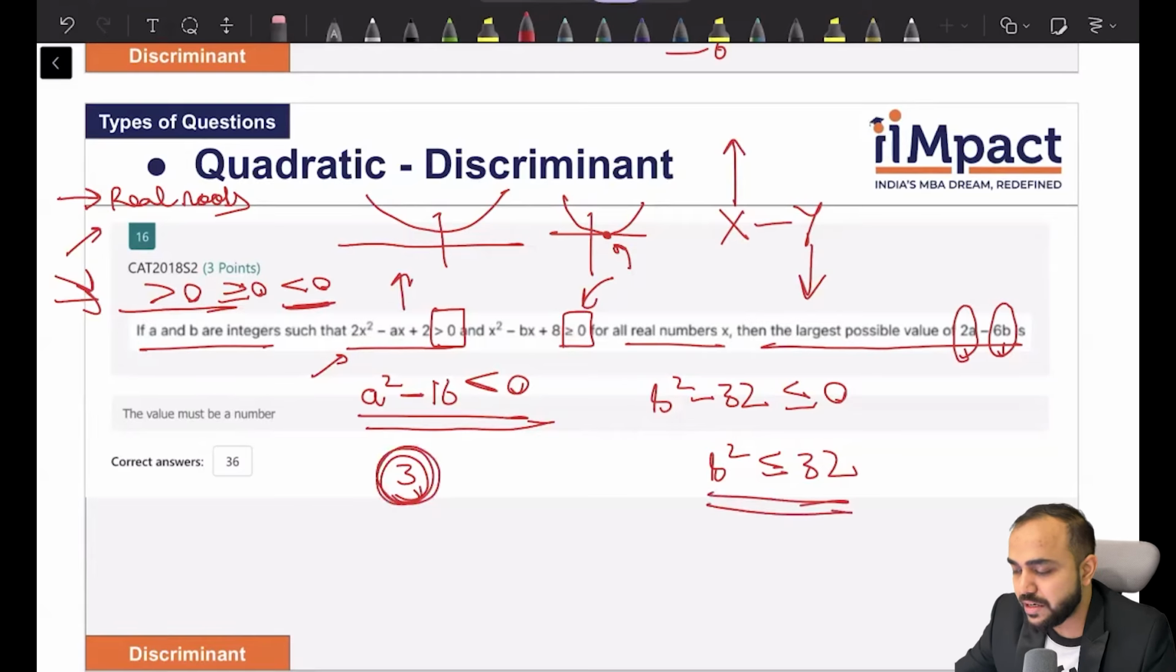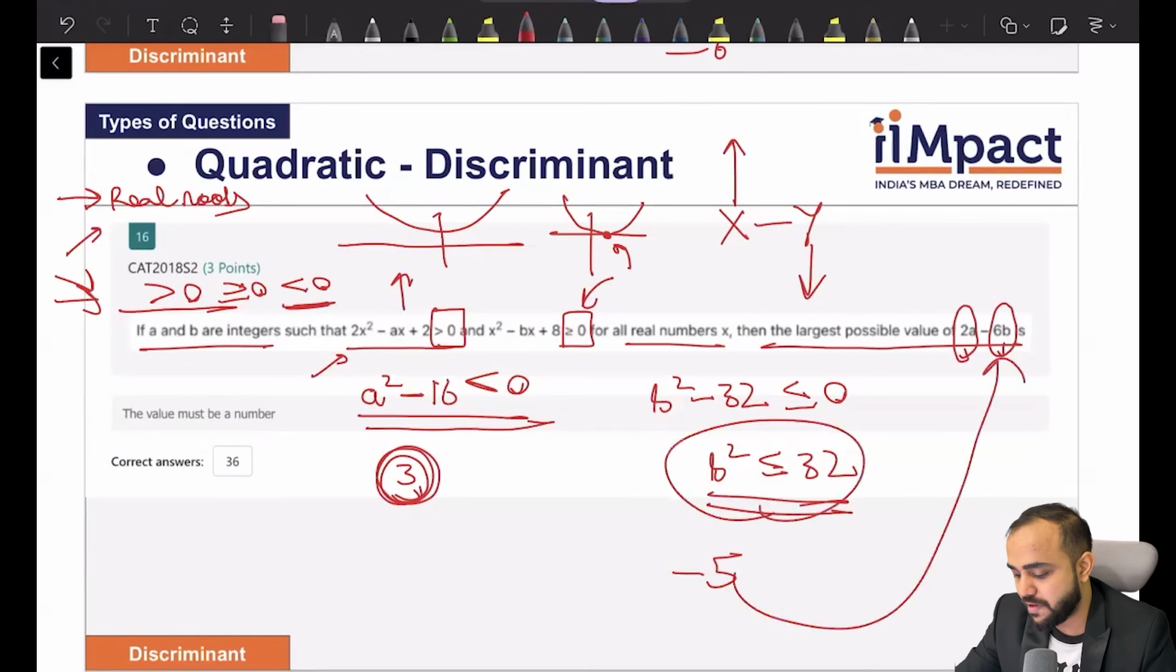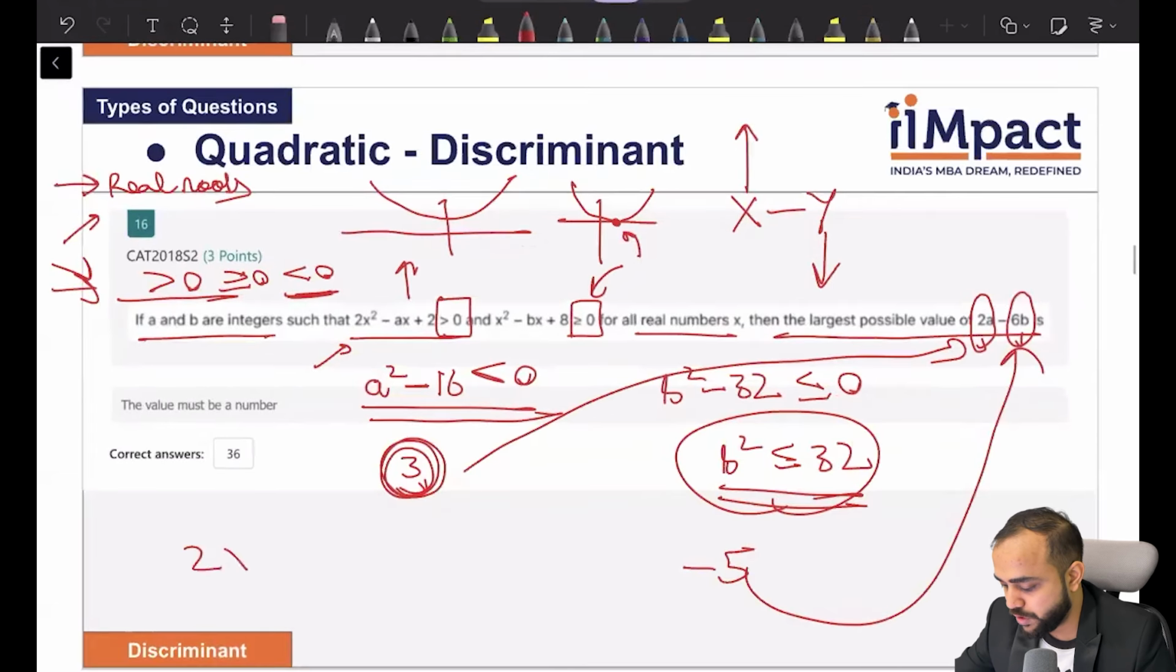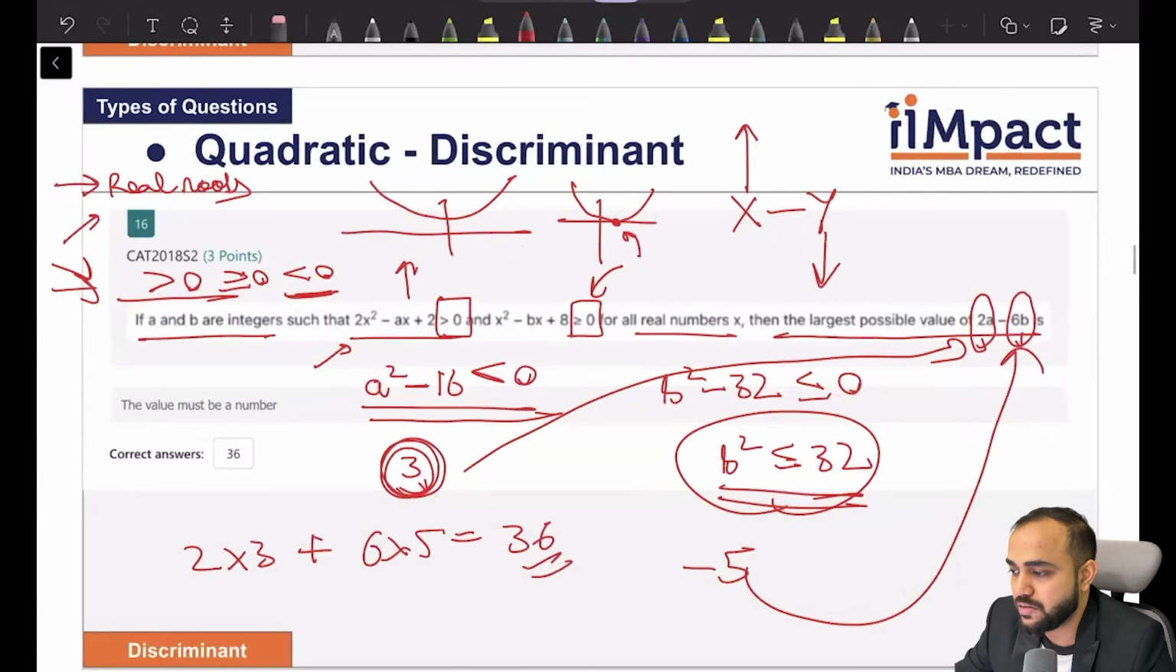b square is less than or equal to 32. So what is the minimum value of b that you can take? Minus 5, right? Because minus 5 square will be 25. If you go to minus 6, this will become 36. Then this would not be respected. So you put minus 5 here and 3 here. You will get 2 into 3 plus 6 into 5. That is 36, which will become your answer.